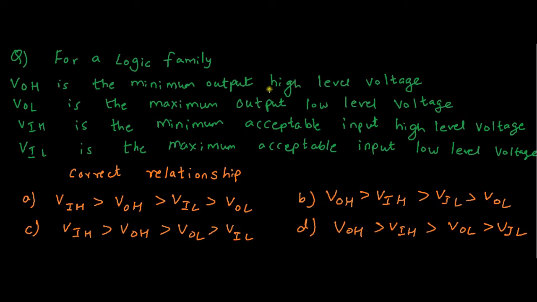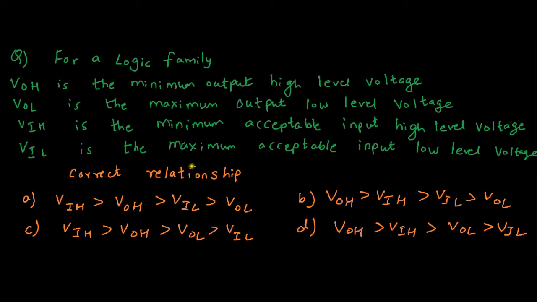So this is the question for logic family. These are the definitions of VOH, VOL, VIH and VIL. So whoever has read noise margin will be familiar with these four parameters. We need to determine the correct relationship. Okay. So I'll give you a simple trick how to find this correct relationship.